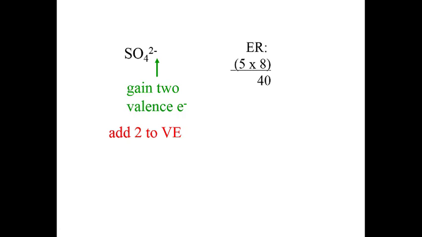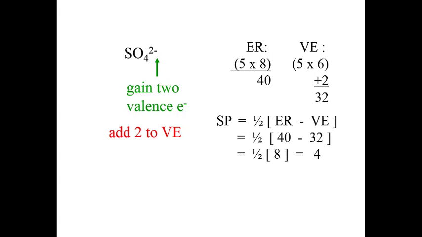For Er, there are 5 atoms, all wanting 8 electrons, so Er is 5 times 8, or 40. Sulfur and oxygen are both in group 6A, so neutral atoms would provide 5 times 6, or 30 electrons. However, we need to add 2 more electrons to account for the 2- charge of the ion, so Ve equals 32. Using the formula for shared pairs, we find there is a deficit of 8 electrons, or 4 shared pairs of electrons.